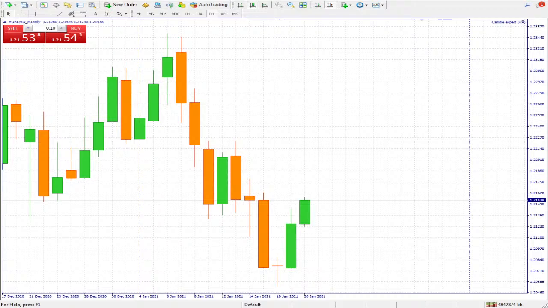So today is the 20th of January. I will start off our analysis with the chart on our screen. This is Euro USD. On this chart, we are actually looking for a sell. I'll explain why we're looking for a sell here.